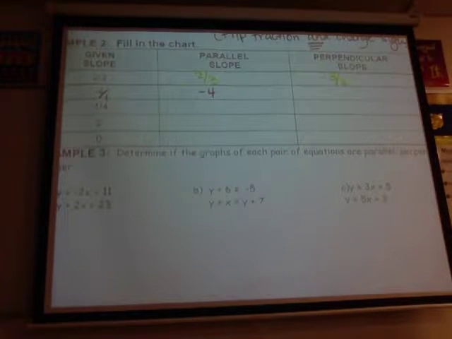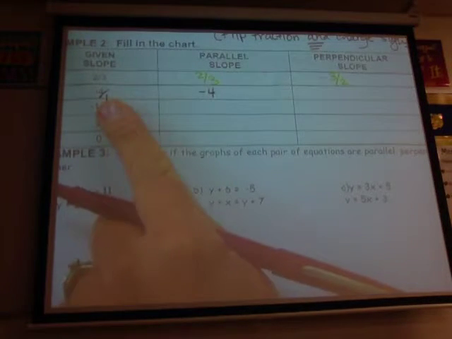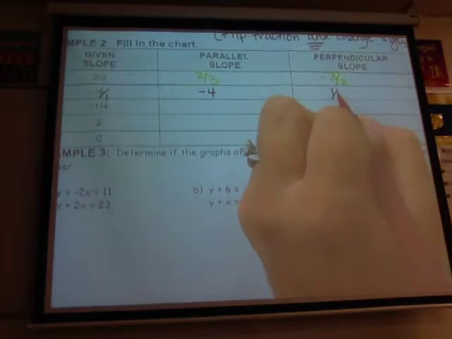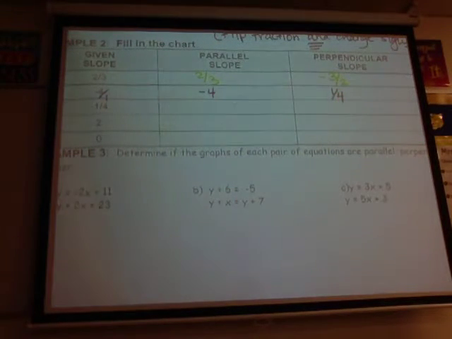Okay. But where we usually get these flip-flops is I'll get a lot of papers that say the perpendicular slope is 4. Wouldn't it be 1 over -1? Exactly. The perpendicular slope doesn't just flip the sign, it also flips the fraction. So I'm going to flip that and make it a positive 1/4.